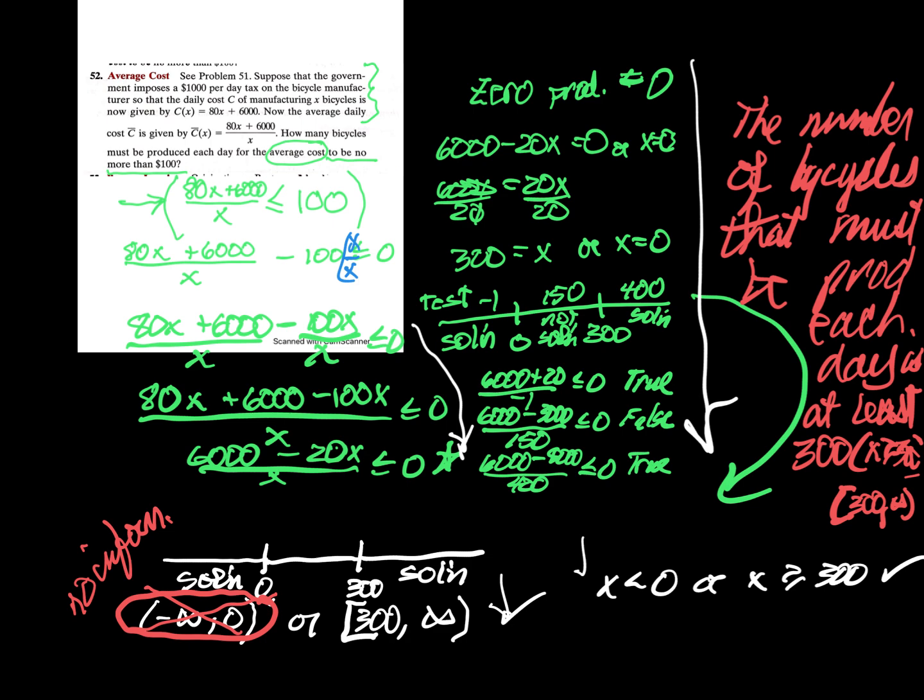Making the number of bicycles over any number 300 or greater will keep your cost less than $100, which means then you'll have the right kind of profit. So notice the answer to the question is different than the solution to the inequality. This is something you want to be aware of while you're working on the problems. Okay, let's go to the next slide.